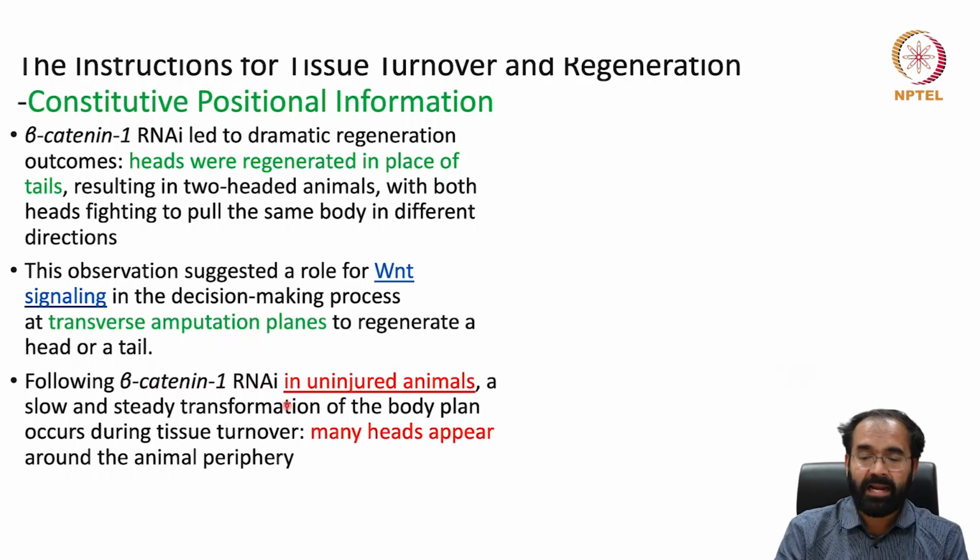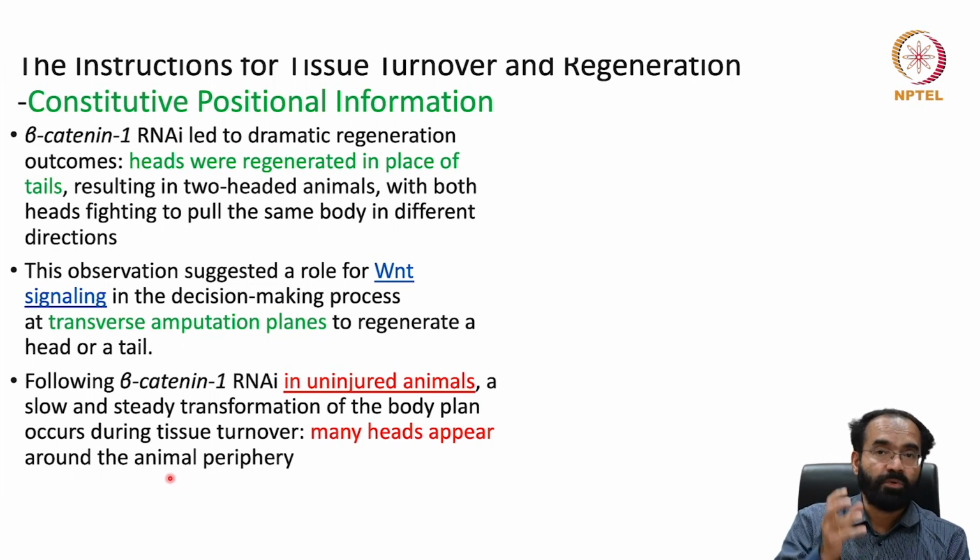Following beta-catenin RNAi in uninjured animals, a slow and steady transformation of the body plan occurs during tissue turnover. Many heads appear around the animal's periphery. If you block, no injury, nothing, you take a planaria and block Wnt signaling, you just give RNAi against beta-catenin. What will happen? Heads will start forming everywhere. That means any area is vulnerable to form a head.